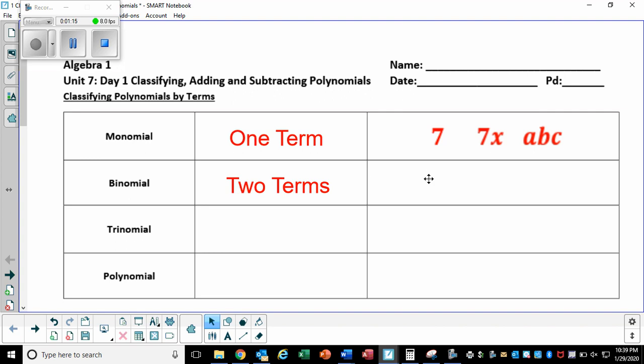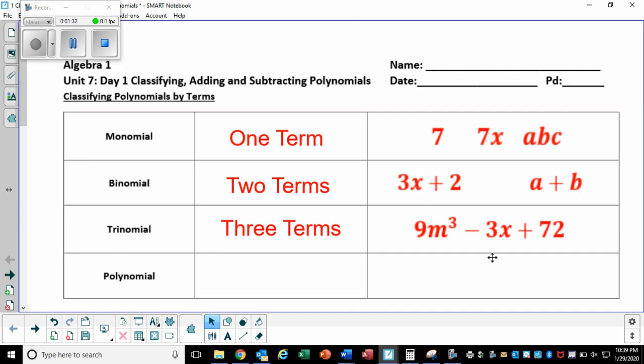Has two terms. So an example would be like 3x plus 2. That would be classified as a binomial because it has two terms. A plus B only has two terms, so we call it a binomial. Okay? A trinomial has three terms. And this is an example of a trinomial because it's got three terms.